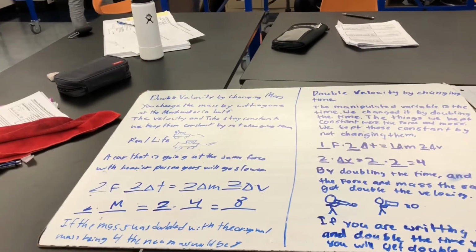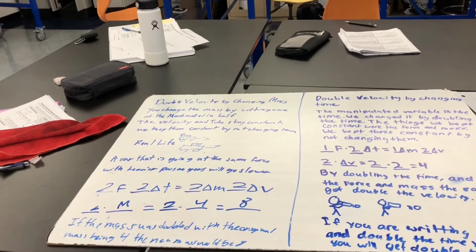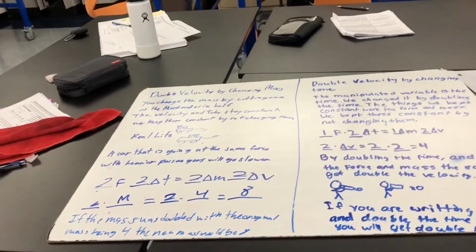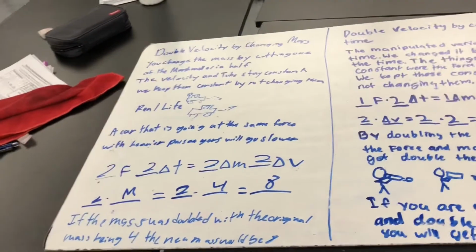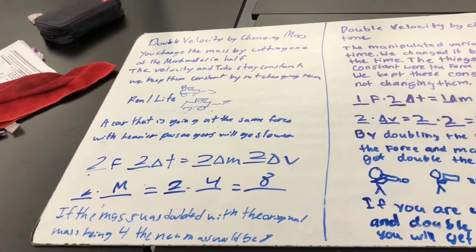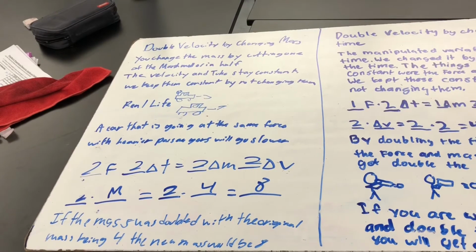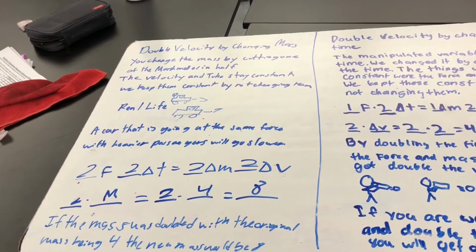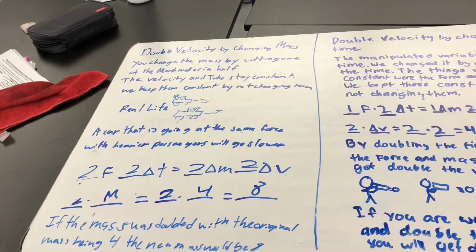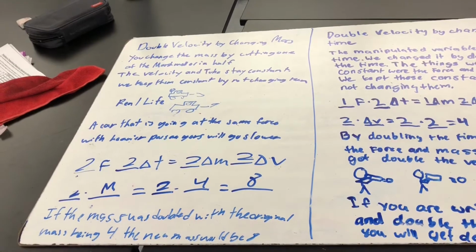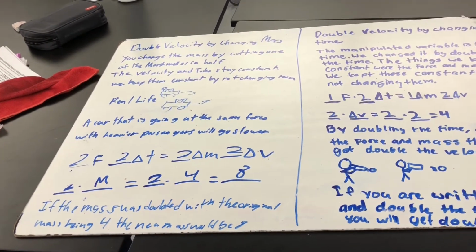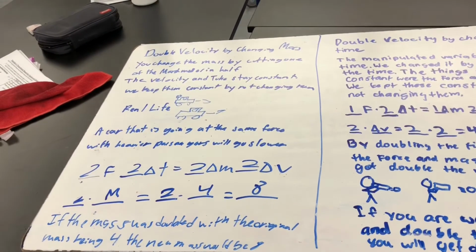Double velocity by changing mass. You change the mass by cutting one of the marshmallows in half. The velocity and tube stay constant. We keep them constant by not changing them. A real life situation: a car going at the same force with heavier passengers will go slower than a car with light passengers.